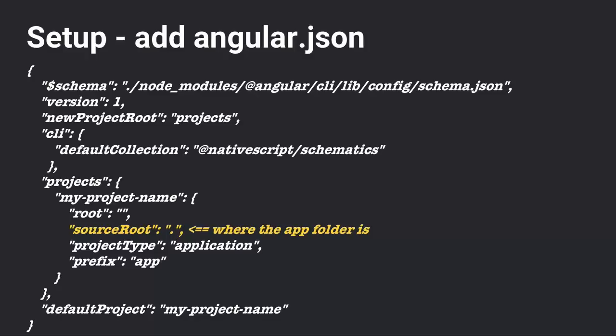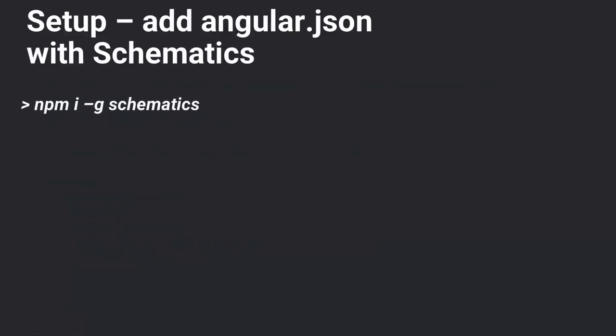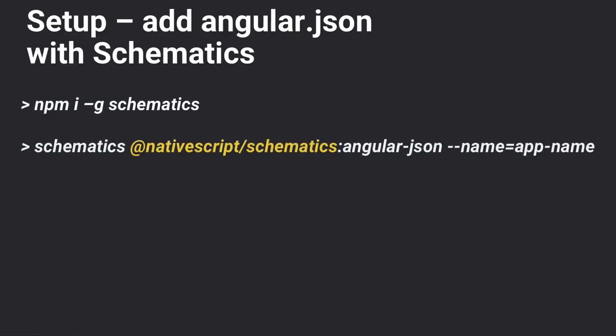And you could create this file manually, or you could use a schematic for that. So if you install schematics, and then you could use NativeScript schematics, so you could call NativeScript schematics : Angular JSON, and then provide the name of your app project. This will actually generate Angular JSON for you.